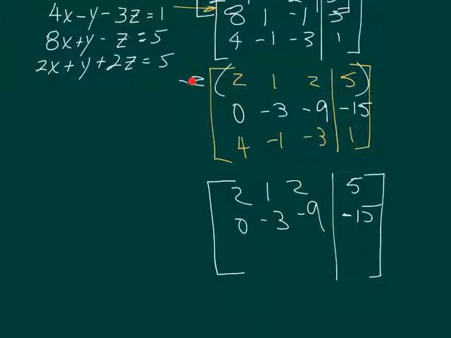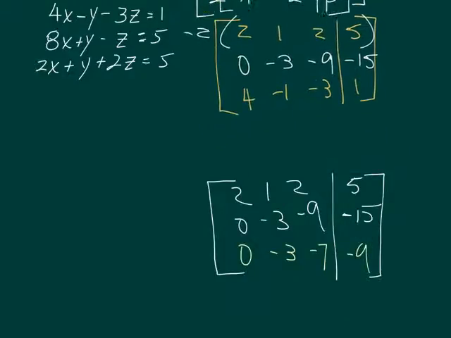So negative 2 times 2 is negative 4 plus 4. It's going to give me a 0. Negative 2 times 1 is negative 2 plus negative 1 is going to give me a negative 3. Then I'm going to take negative 2 times 2 is negative 4 plus negative 3 is going to be a negative 7. Then a negative 2 times 5 is negative 10 plus 1 is negative 9.